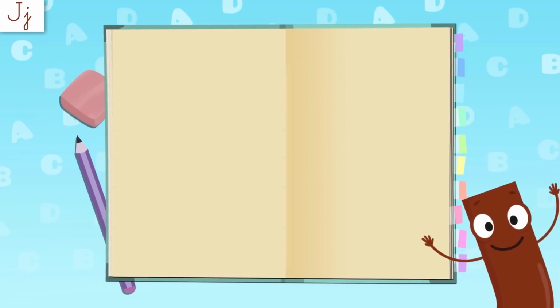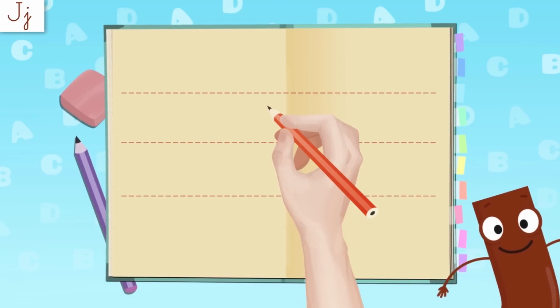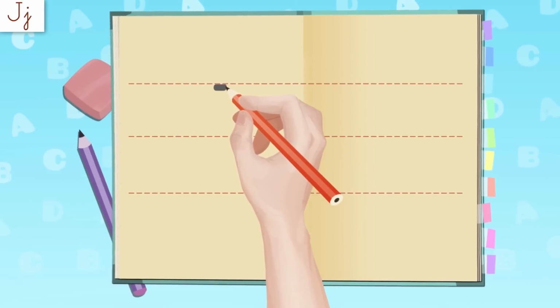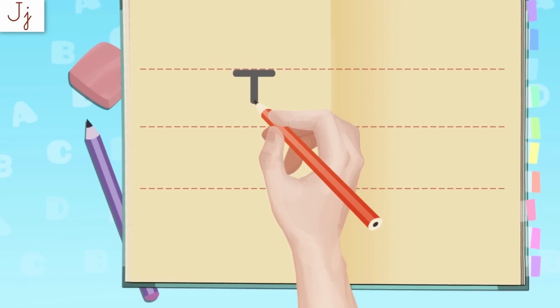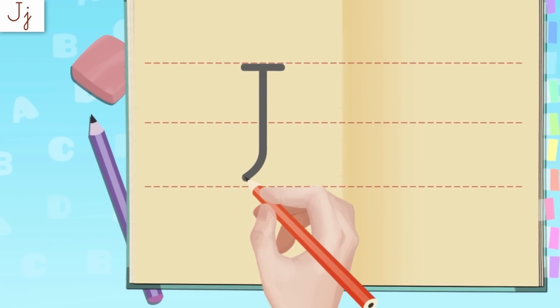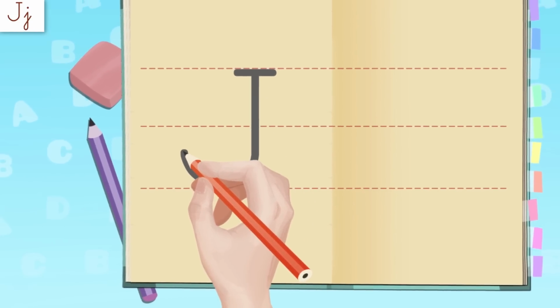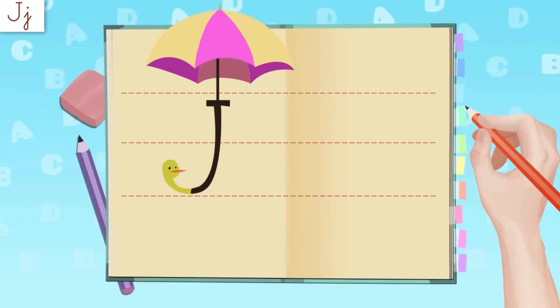Now let's look at how to write me. Let's start with the capital letter. We start here and go down. Now right here we draw a little curve to the left. There we go. Oh! Looks like an umbrella.